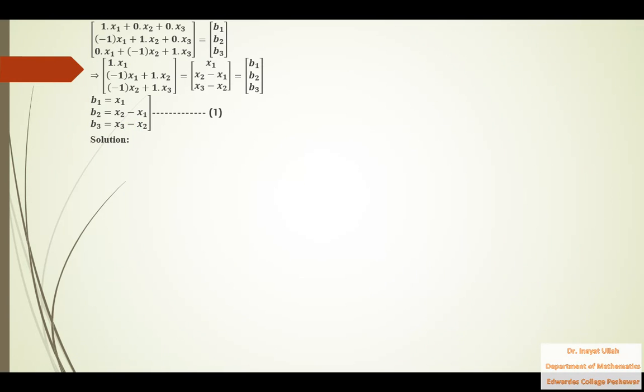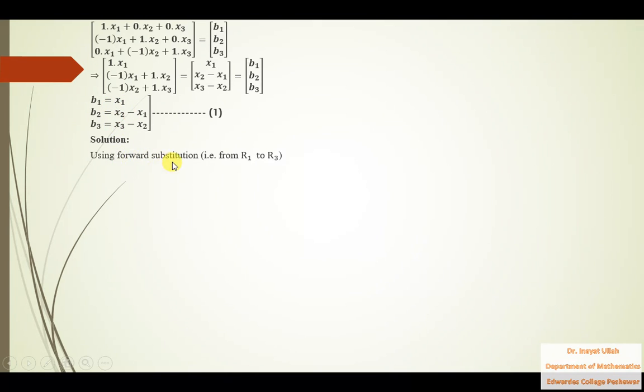Now if you want to find the solution of Ax equals b, that will mean finding the values of x1, x2, x3. How could we find the values of x1, x2, x3 from these three equations? Obviously from the first equation we see that x1 is equal to b1. So we are using forward substitution.